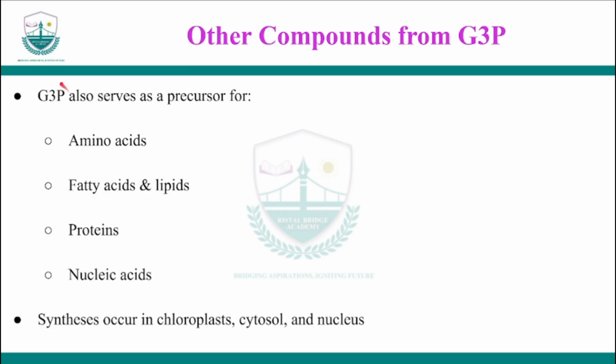So this is the precursor. When we say a precursor, we mean a substance from which we can get other substances. So glyceraldehyde 3-phosphate is used for making amino acids, fatty acids and lipids, proteins and nucleic acids. These processes happen in cells and can happen in the chloroplast, the cytoplasm, or the nucleus.